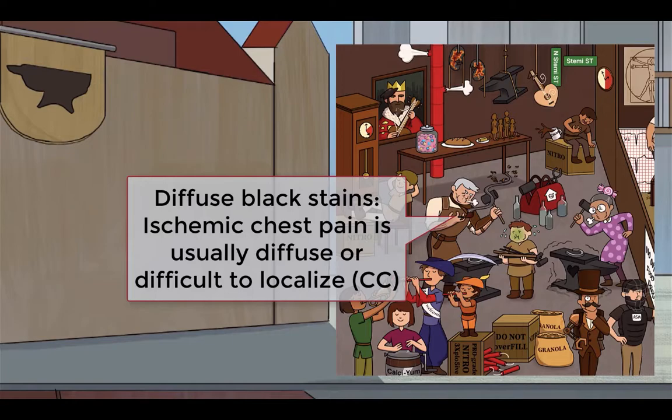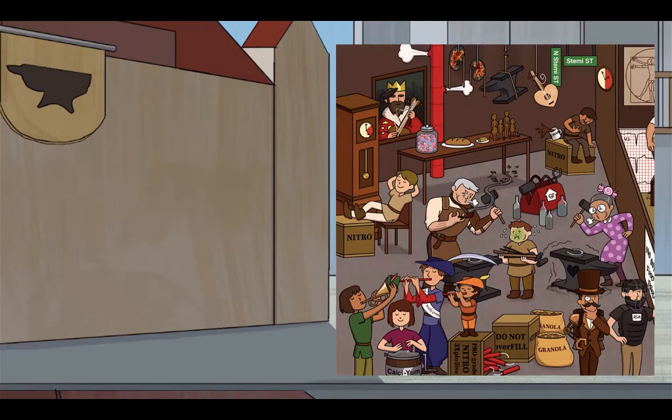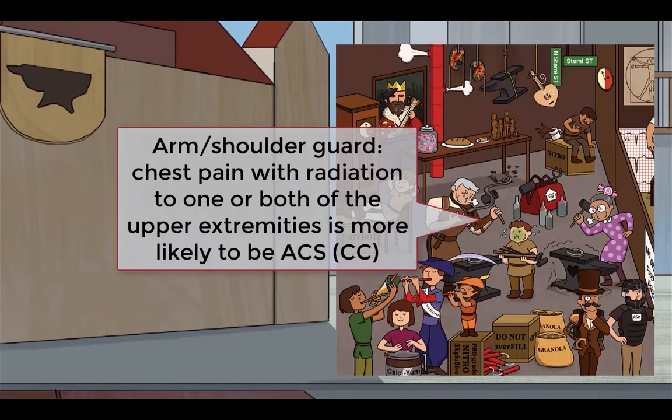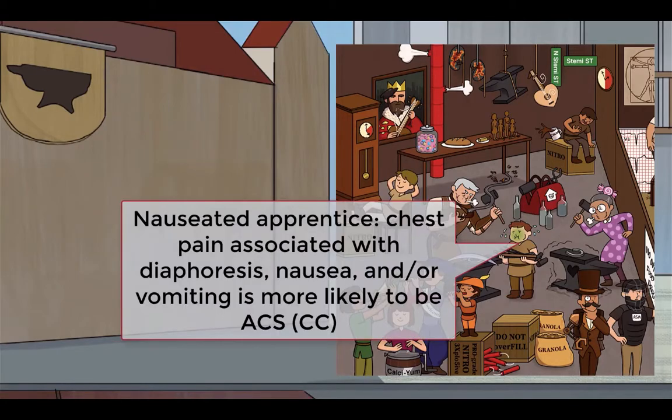As we illustrated at the ischemic stables, ischemic chest pain is usually described as diffuse or difficult to localize, hence the diffuse black stains on the blacksmith's chest. It is more likely to be ACS if there is radiation to an upper extremity, even more so if it radiates to both arms. ACS angina is often associated with diaphoresis, nausea, and or vomiting, as experienced by the noob blacksmith apprentice down there.